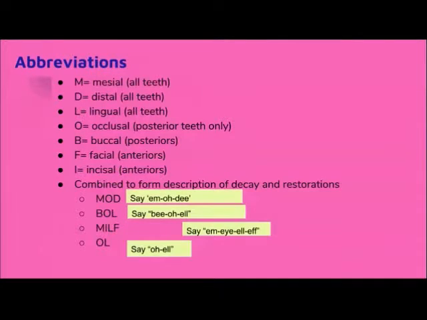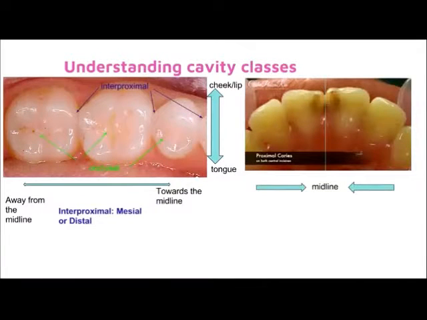And when they say OL, they mean occlusal lingual. So they keep using the abbreviations to talk about this. Let's take a look at this on teeth that we can see a little bit closer up. Any surface that is in between is called interproximal, and the interproximal surfaces are either mesial or distal.